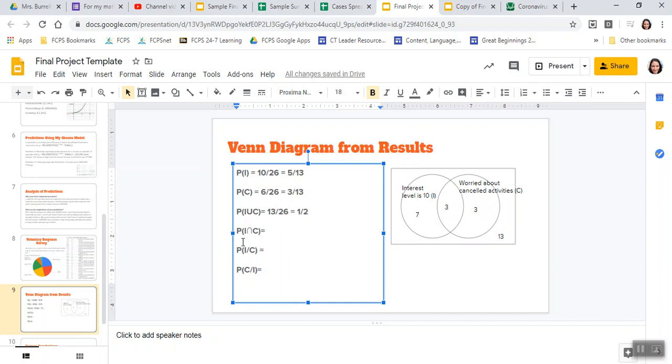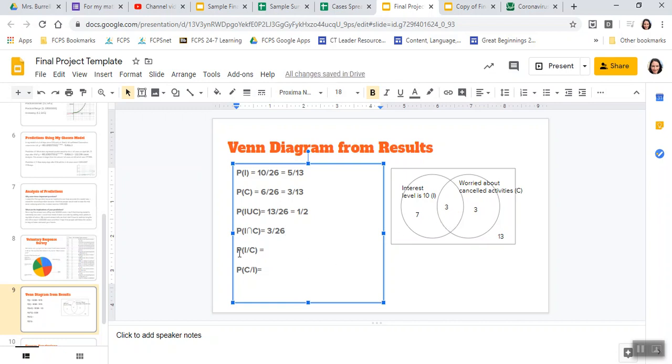This is the probability of the intersection of I and C. So that means only what they have in common. So only the people whose interest level is 10 and they're also worried about canceled activities, which is 3. So there are 3 people who are both out of 26 students altogether.